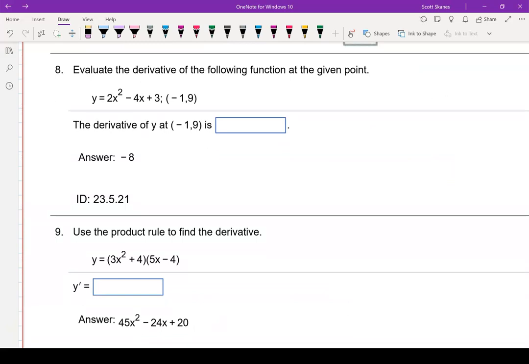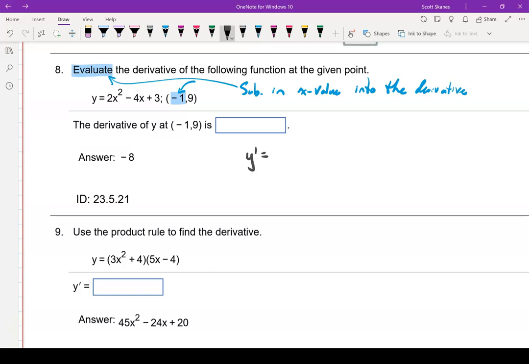Evaluate the derivative of the following function at the given point. So when it says evaluate, it means put in x and y. Evaluate these two things together. Basically means substitute in the x value after you get the derivative. Substitute the x value into the derivative. So get the derivative first and then put the x in, and you'll get the slope at that point, also known as the derivative.